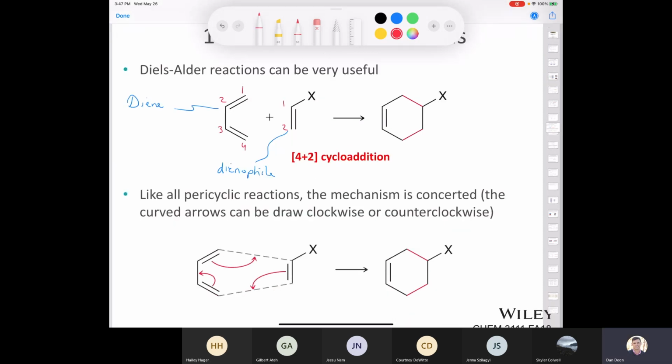Now, if you draw the curved arrow mechanism for this reaction, you can draw it the way that it's shown here. You can see that all the arrows are going in a clockwise fashion. But I'm going to show you that you could draw the curved arrows in a counterclockwise fashion, going backwards, counterclockwise, and counterclockwise like this. So it doesn't matter if you draw the arrows clockwise or counterclockwise, you end up with the same product no matter what, and you end up making a cyclohexene molecule. So you end up with 1 pi bond overall in the final product.